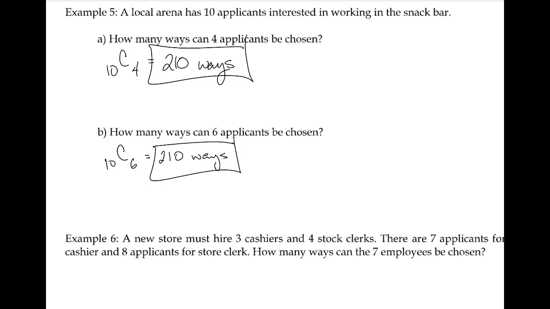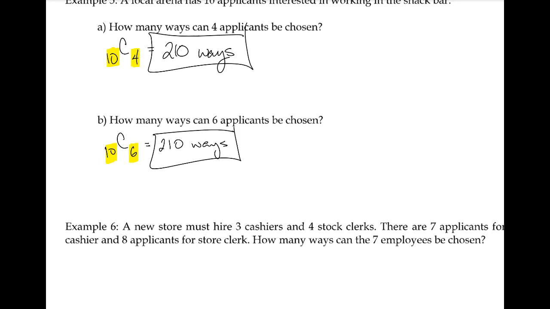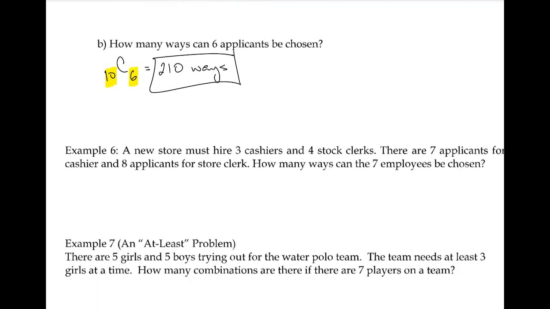So this alludes to something that we're going to start exploring in our next lesson. But there's some symmetry here. If you notice 4 versus 6 in comparison to 10, there's kind of a relationship there. Choosing 6 applicants versus choosing 4 to leave out would be another way of looking at it, in which case it's the same kind of process, same answer, so it kind of makes sense.